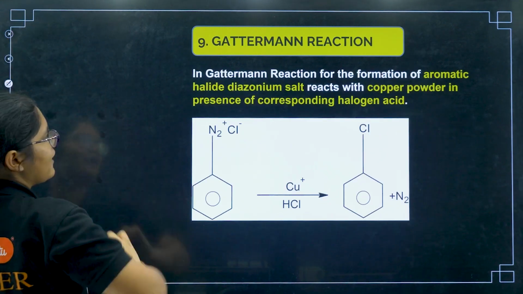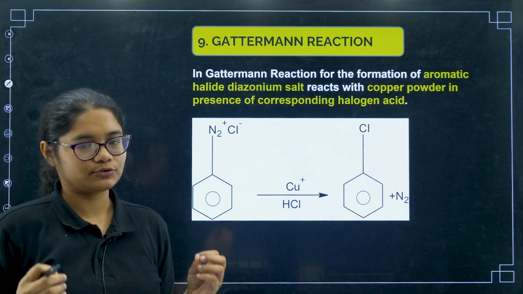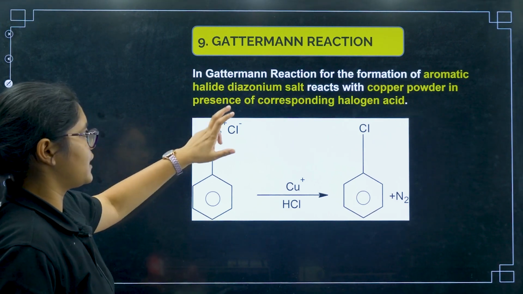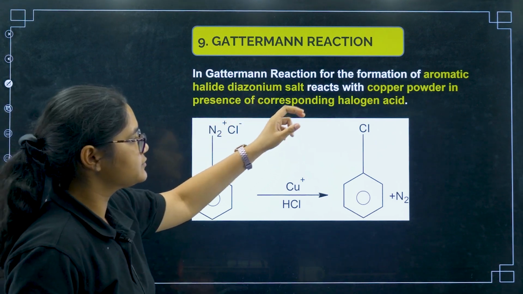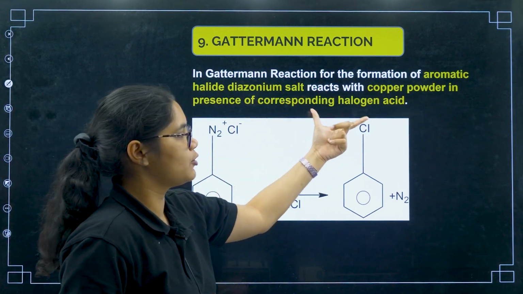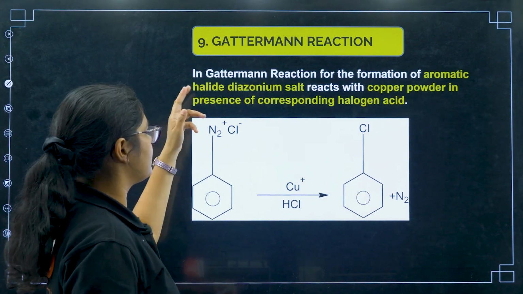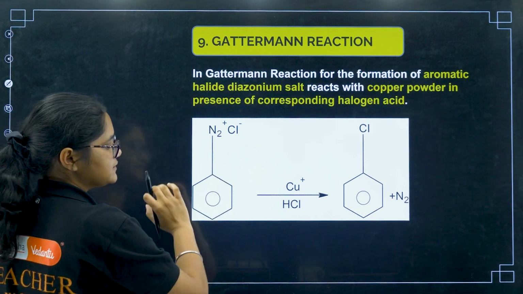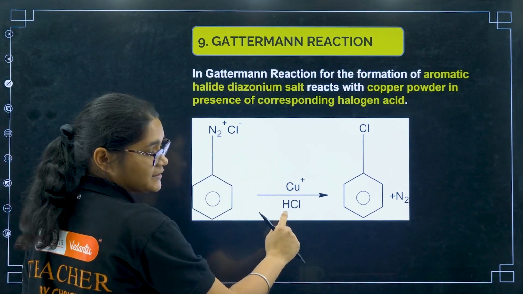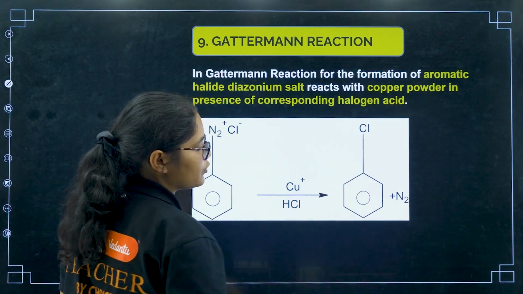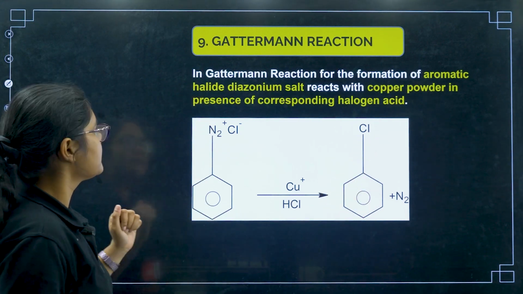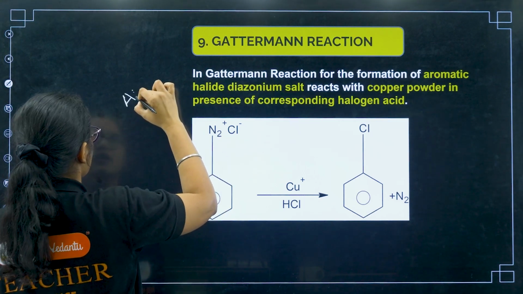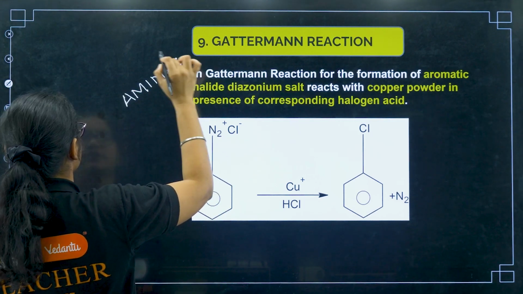Next we have the Gattermann reaction. Gattermann reaction and Sandmeyer reaction are very, very similar, so you have to remember what happens in the Gattermann reaction. Benzene diazonium chloride reacts with copper powder in presence of the corresponding halogen acid to give you haloarenes. For example, you have N2 plus Cl minus, with Cu/HCl or Cu/HBr, you will get chlorobenzene or bromobenzene. Which chapter is this from? You have N2 plus, so this is also from the amines chapter.